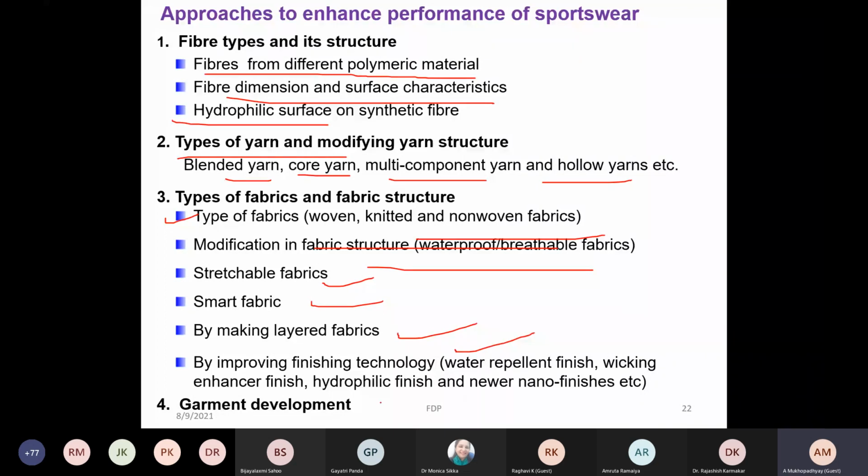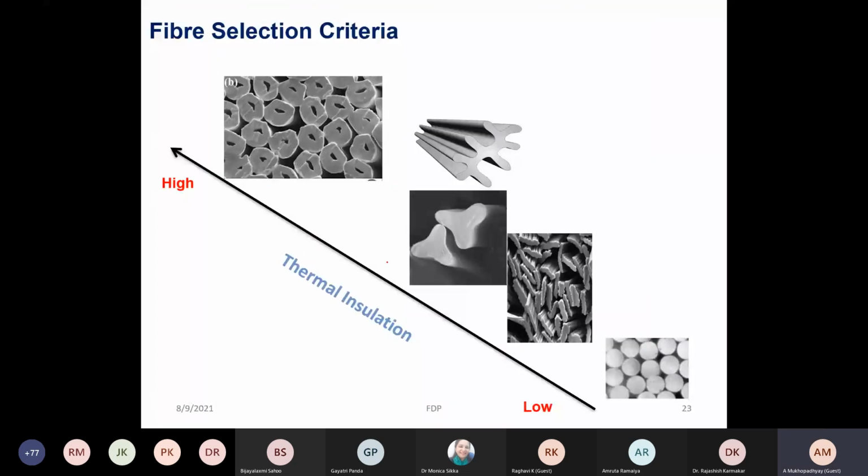Now, approaches towards enhanced performance of sportswear involve not only fiber and yarn, but fabric and also the finish and garments; everything is important. Suppose you look at the fiber selection criteria, thermal insulation will be higher and higher if you are going for hollow fiber. So hollow fiber can give you better thermal insulation. But the point I would like to refer to here is that it is not good for wicking.